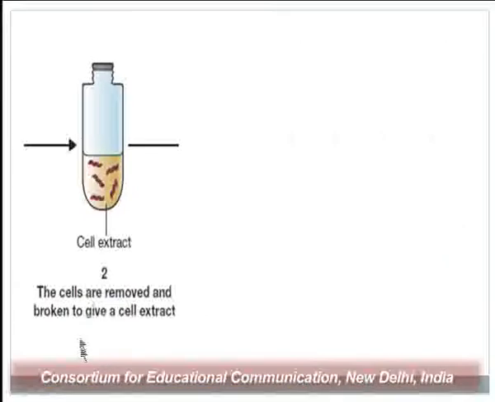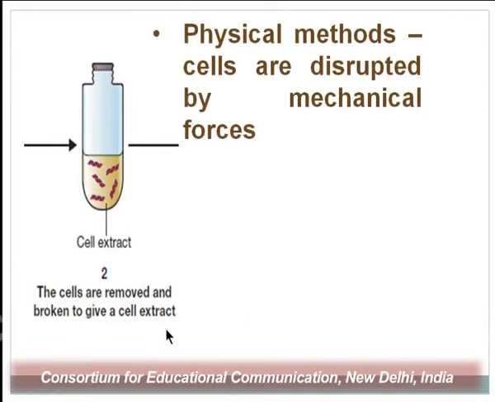Moving on, the second step requires that the cells be opened up, and what we get is the cell extract. We have a number of bacterial cells now. These cells need to be opened up. They need to be lysed, as it is called. They need to be disrupted so that the cell extract can be prepared. The cell extract can be prepared by physical methods or chemical methods.